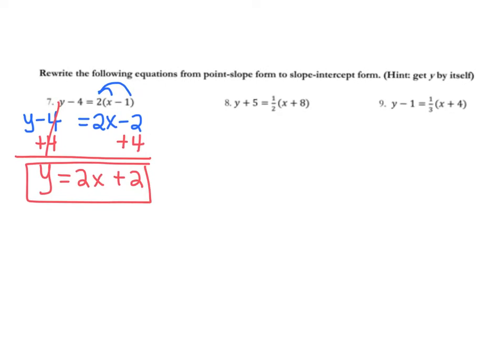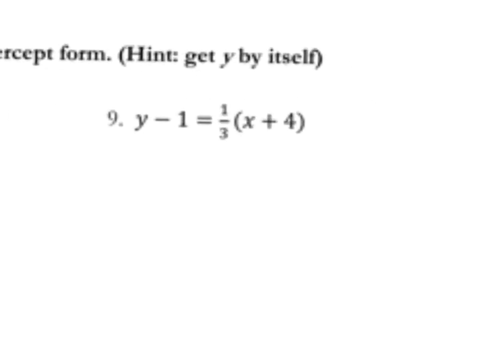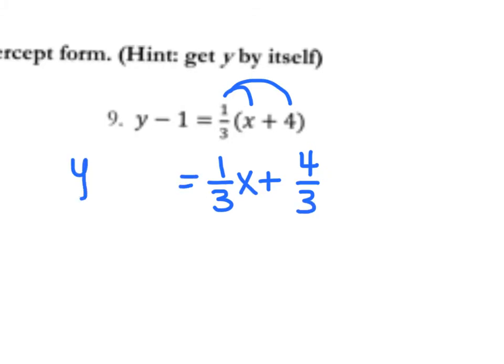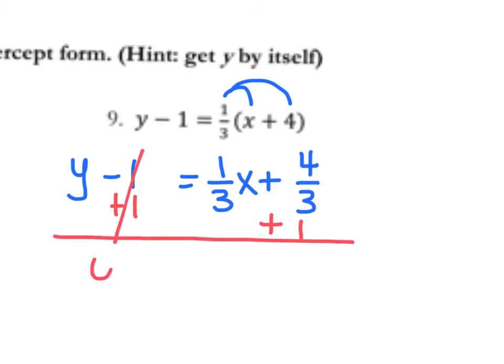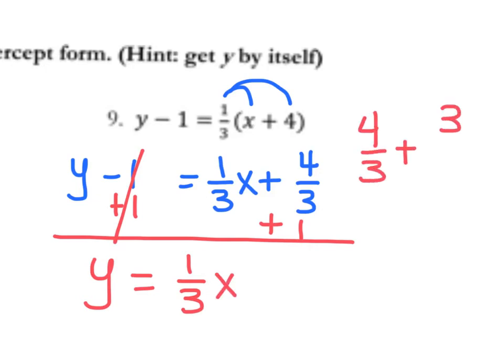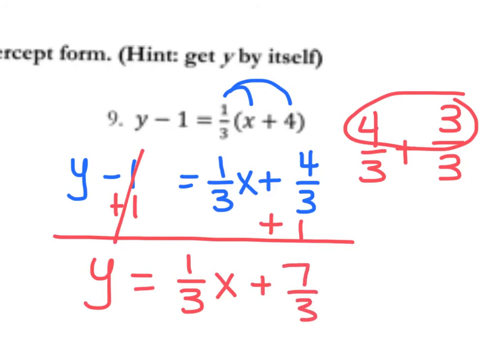I think number 9 kind of has some interesting answers. I'll do that one. We get 1/3 x plus 4/3 on the right-hand side, y minus 1 on the left-hand side. We have to add 1 to both sides. And we can cancel the 1s, so we get y equals 1/3 x. Now, 4/3 plus 1, I can rewrite 1 as 3 over 3, and then I can just add 4 plus 3 is 7/3. Now, if you don't like doing it that way, you can always use your calculator.